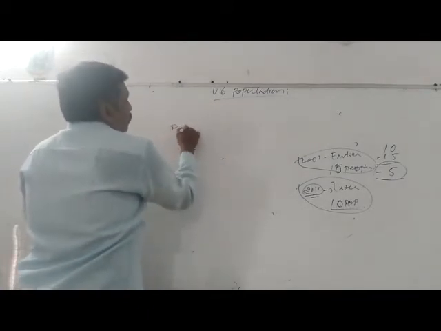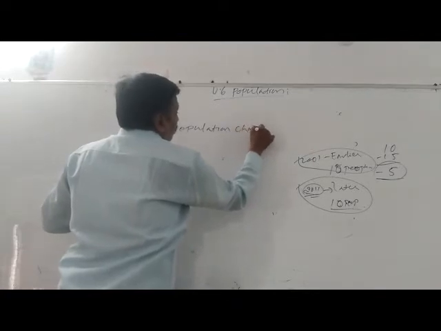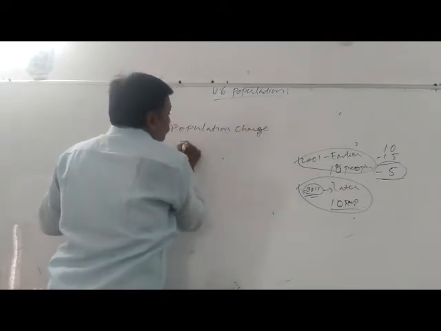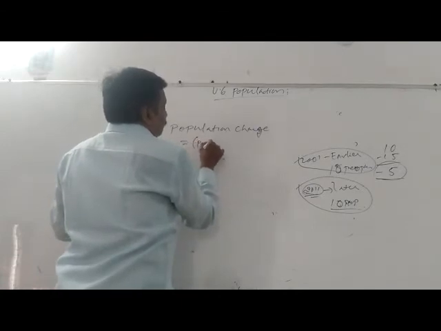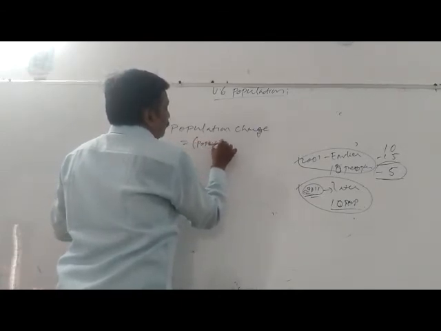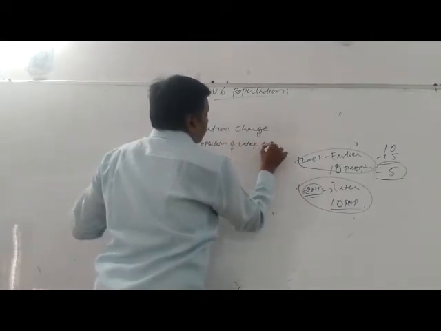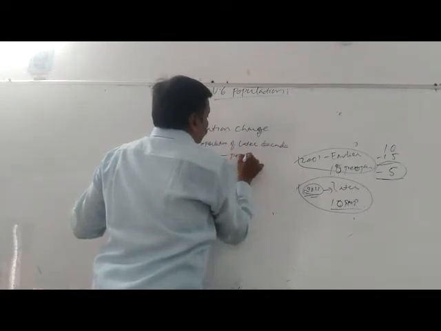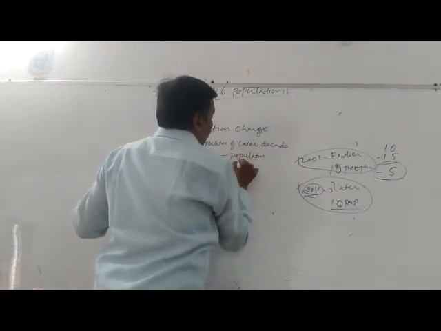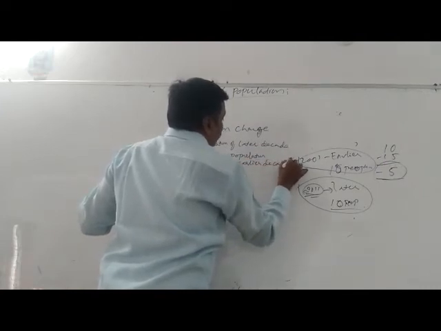Population change is equal to the population of the later decade minus the population of the earlier decade.